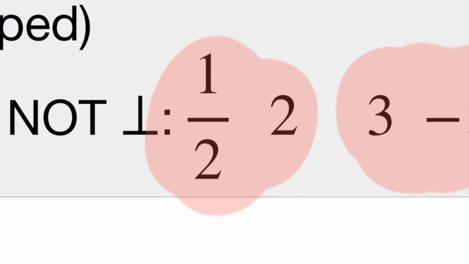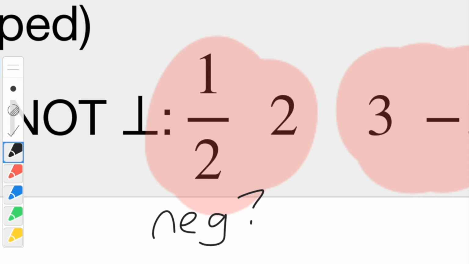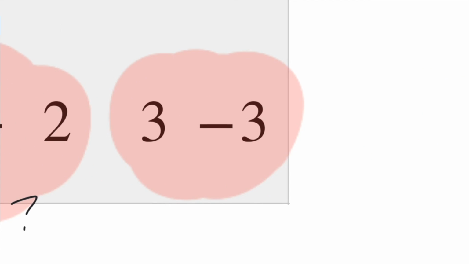These are not perpendicular. Although they are reciprocals, they're not perpendicular because they're both positive. It's lacking a negative slope. Where's the negative slope? It's not perpendicular. Here, you've got one positive and one negative, and that's great, but they're not reciprocals of each other.